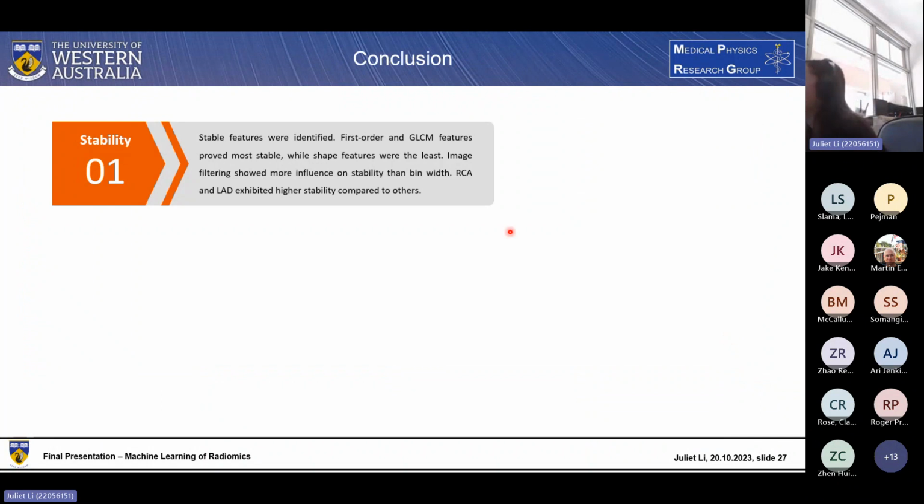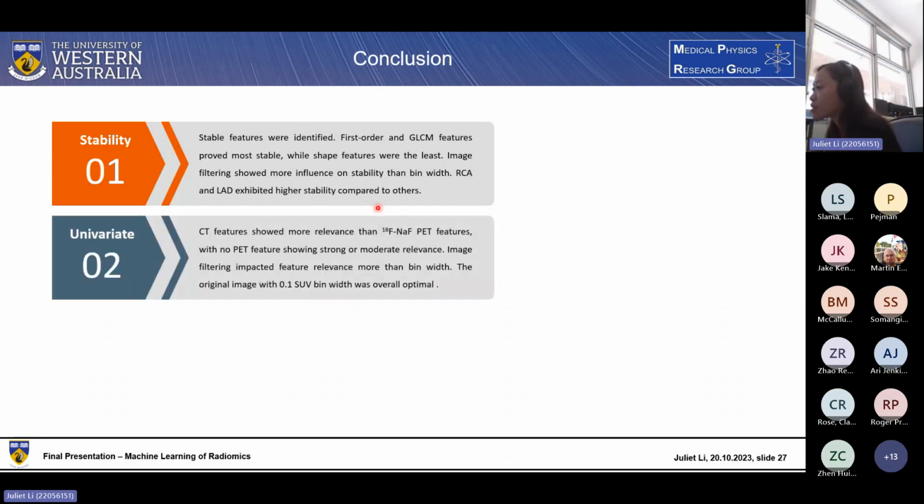Okay, conclusion. Firstly, we did the feature stability analysis. We identified all the stable features. We found first order and GLCM features were the most stable, while shape features were the least stable. We found image filtering to have much higher influence on stability than bandwidth, and we also found RC and LAD have much higher stability compared with the others.